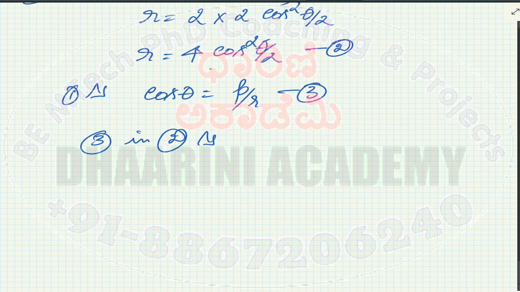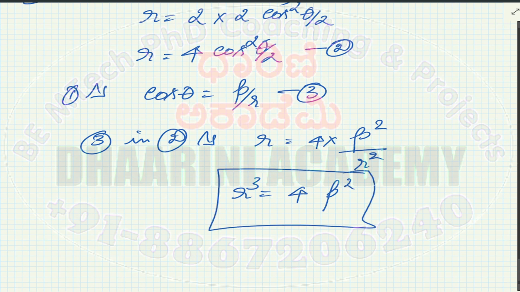When I put this over there, I'm going to get r is equal to 4 into cos square, which is p square by r square. Take r to the other side, so r cube is equal to 4 times p square. You can see that we have eliminated the theta from the equation and we are relating p and r. There can be a constant like 4a or whatever coming up, but once this is done, you can say that that is your final answer of the pedal equation.